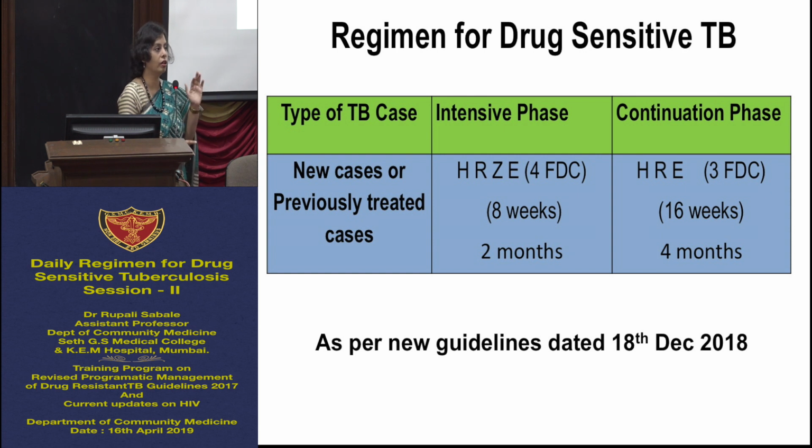Streptomycin. Earlier the regimen for previously treated was different and for new cases it was different. Now it is the same. For new case and previously treated, the intensive phase is for 2 months and the continuation phase is of 4 months. In intensive phase we give HRZE, that means 4-FDC tablet, and in continuation phase we give HRE, that is 3-FDC tablet. But for record purpose, for monitoring, we are going to label the patient whether it is a new case or previously treated. That will continue, but the treatment is the same.